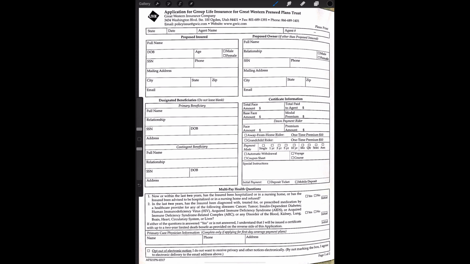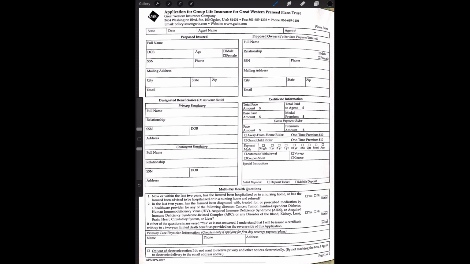Today we are going to go over the application for group life insurance for Great Western Pre-Need Plans Trust, or the application if somebody's interested in doing a pre-need. Now, I've already gone over this application both on the Express app and the e-application. Both of those videos can be found on our website, legacytreefuneralplanning.com, and agent training.